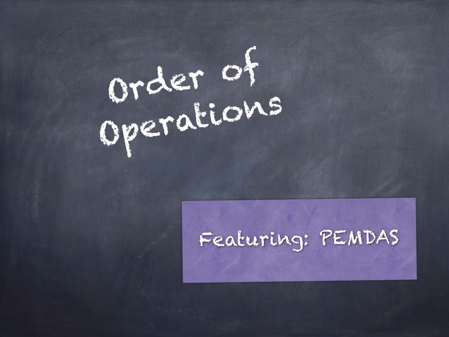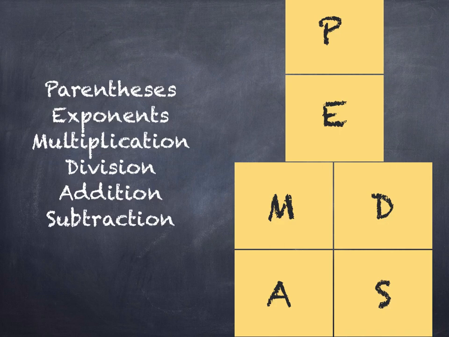Order of operations featuring PEMDAS. Most of you probably know what PEMDAS stands for, but let's just review it. The P stands for parentheses, E, exponents, M, multiplication, D, division, A, addition, and S, subtraction.